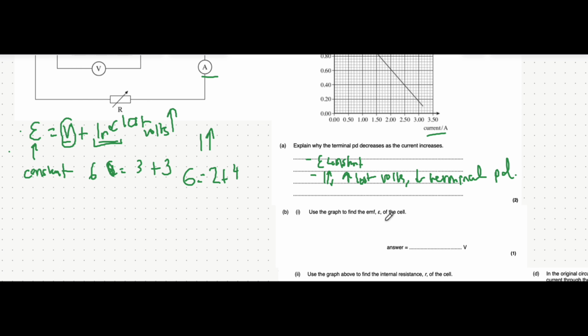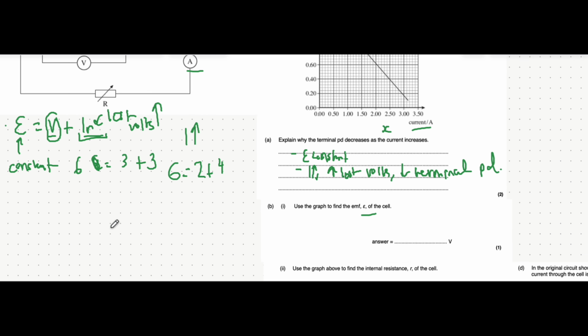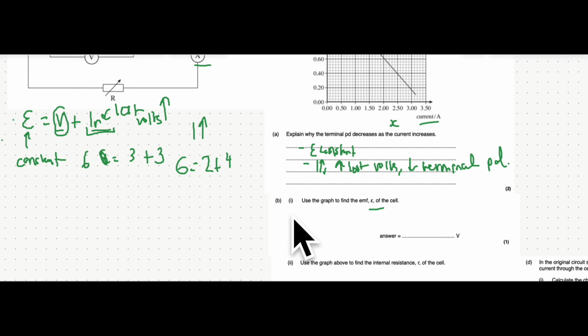It says use the graph to find the EMF. So what we can realize is that this is a straight line graph, meaning it's in the form y equals mx plus c, where the y-axis is replaced with terminal voltage and the x-axis is replaced with current. So let's make this in the form y equals mx plus c. Subtracting IR from both sides, we get that the terminal voltage is minus IR plus EMF.